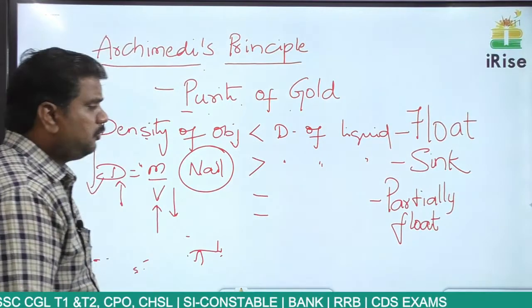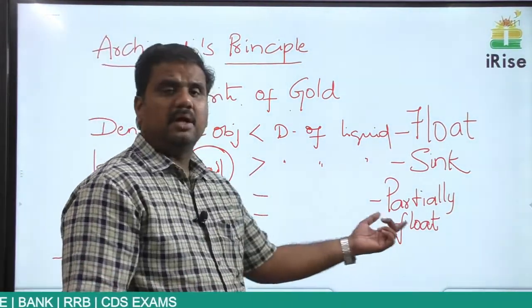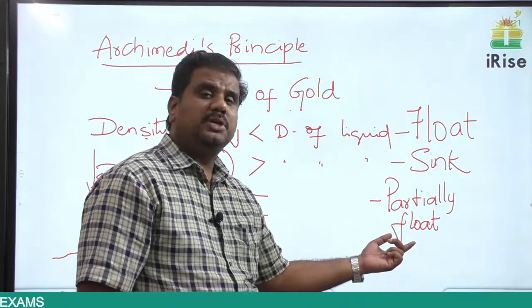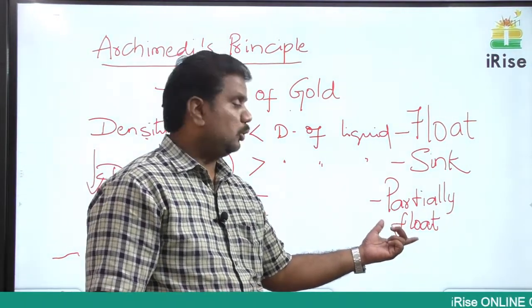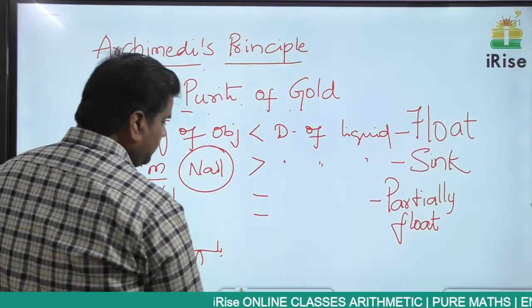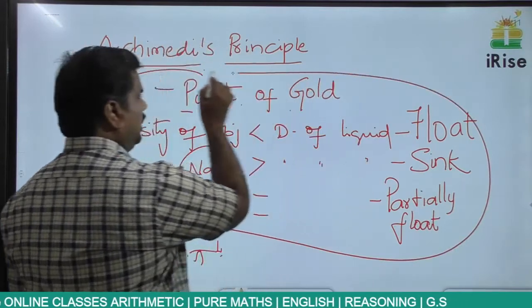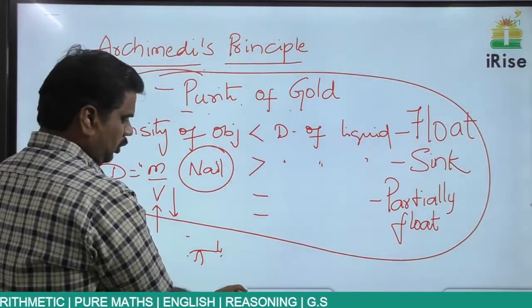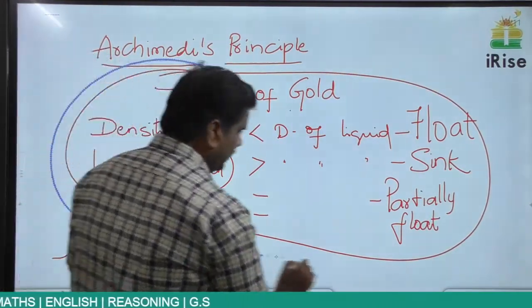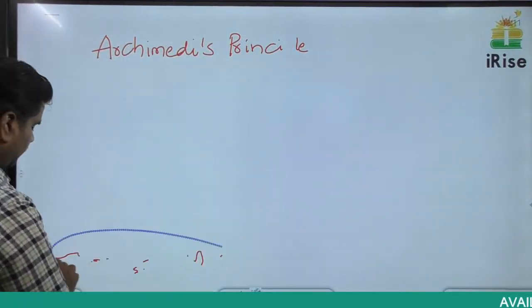Object has to float. So here, if the density of the object and the density of the liquid are both the same, in that particular case the object will partially float, right? Based on this, we talk about certain materials, certain substances, how they float or how they sink in water. Now, for example, you're talking about the case of a block of ice.